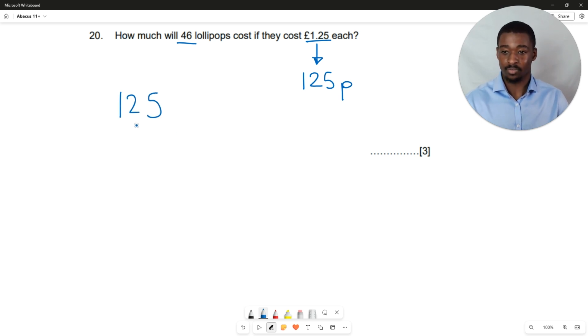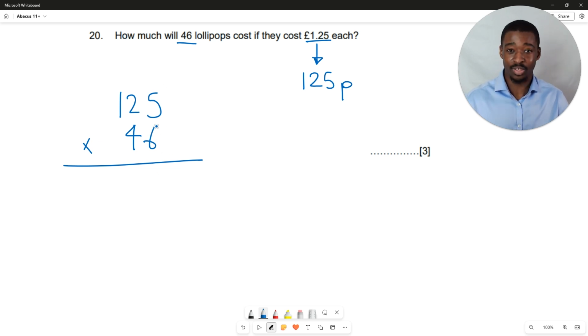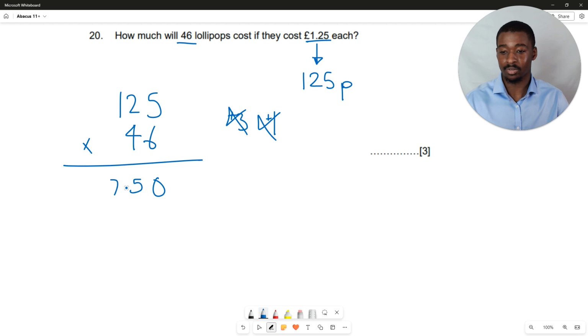So we have 125 and we have 46. Let's multiply these two numbers together. And in this case, it's most likely smarter to do it using our column method rather than using mental maths. So here we have 6 times 5, which is 30, so 0, carry the 3. 6 times 2 is 12, add the 3, 15, so 5, carry 1. Then we have 6 times 1 is 6, add the 1, 7.